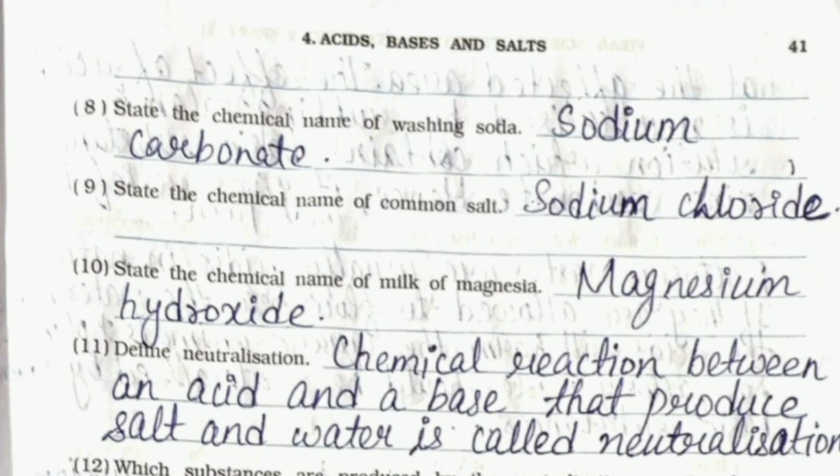9. State the chemical name of common salt. It is sodium chloride. 10. State the chemical name of milk of magnesia. It is magnesium hydroxide. 11. Define neutralization. The chemical reaction between an acid and a base that produces salt and water is called neutralization.